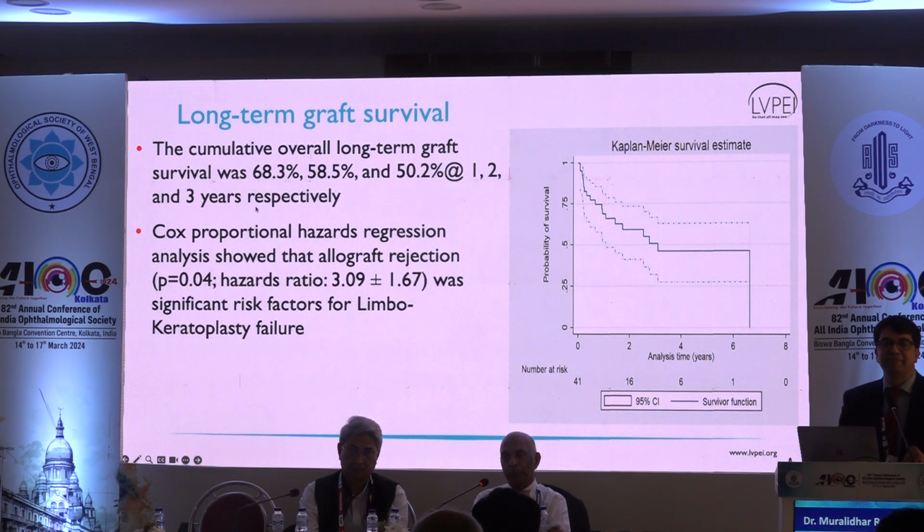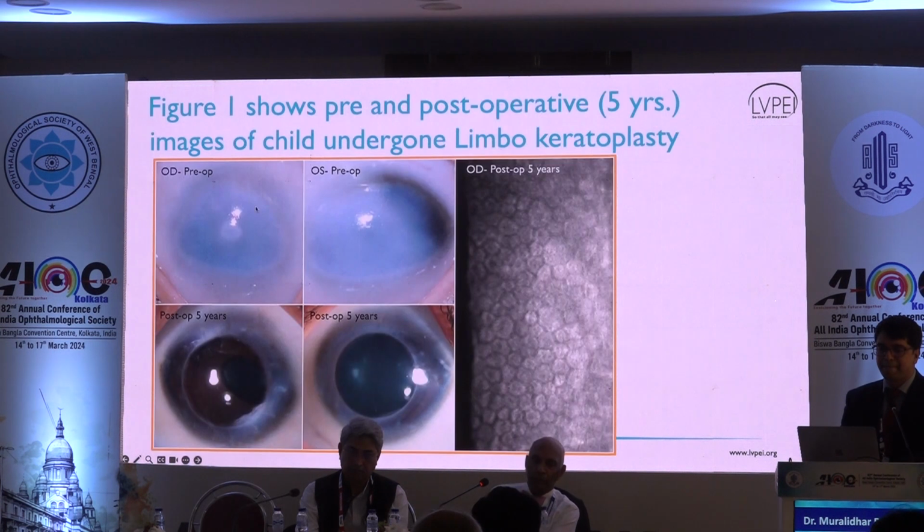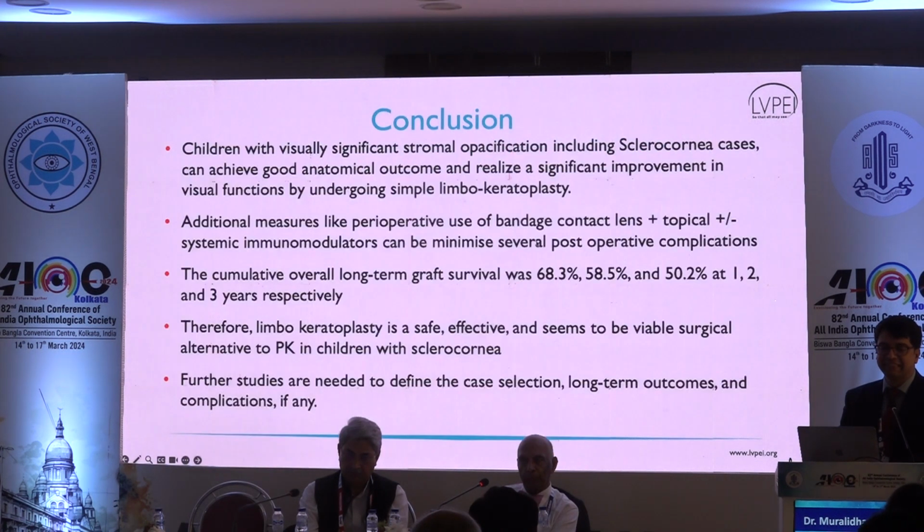Even if the graft fails, you have a window of opportunity to revisit such cases. One of the index cases has completed 5 years with a good specular, doing exceedingly well. To conclude, children with significant total corneal opacification due to sclerocornea can achieve not only a good anatomical outcome but also a functional outcome. And some of the measures, both topical and systemic immunomodulators, are key.